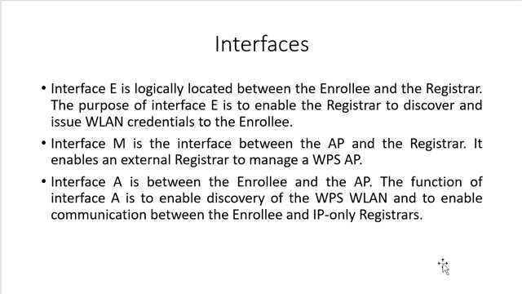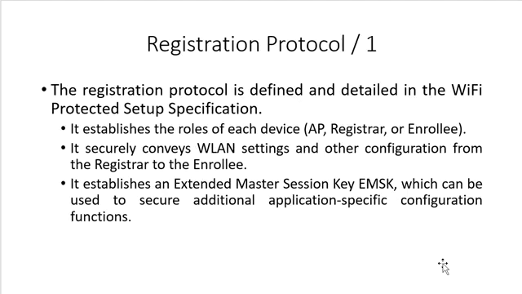Third point, the interface A. This exists between the enrollee and the AP. The function of interface A is to enable discovery of the WPS WLAN and to enable communication between the enrollee and IP only registrars. Well, next slide.